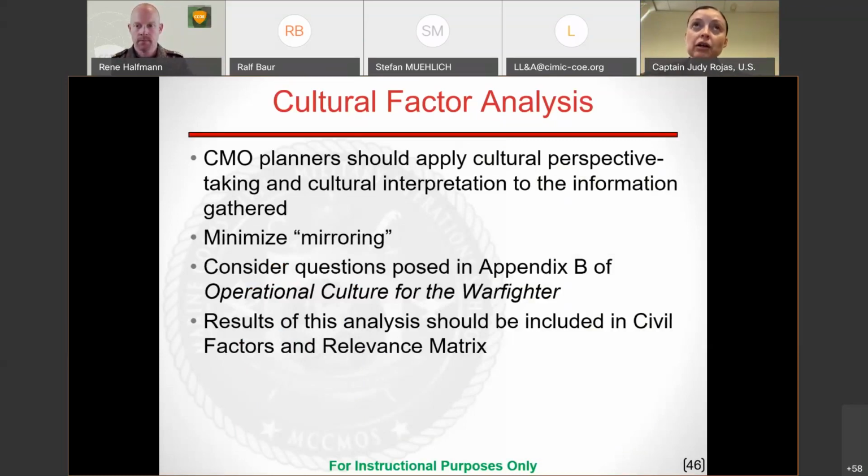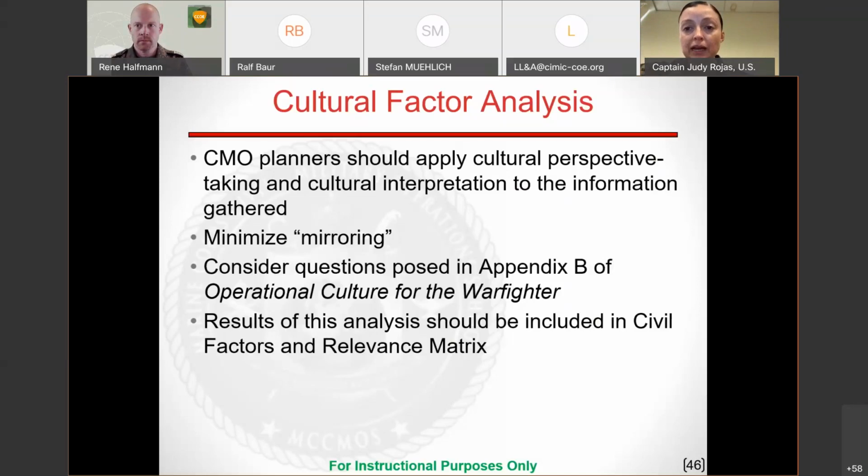seeing how it's just like ours, or we make very quick assumptions, meaning we mirror our culture and say, oh yeah, well, they're just like us, or they think like this because we think like this. So you've got to try and minimize that tendency of mirroring your own culture when you're conducting cultural factors analysis. Consider the questions posed in Appendix B of this publication.